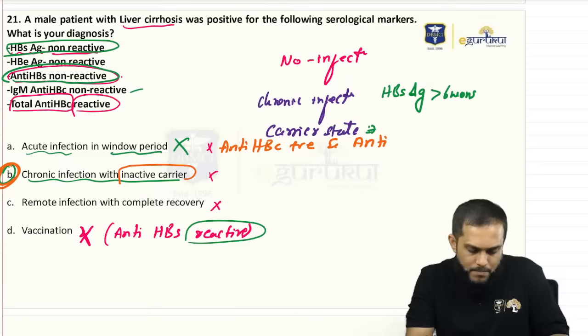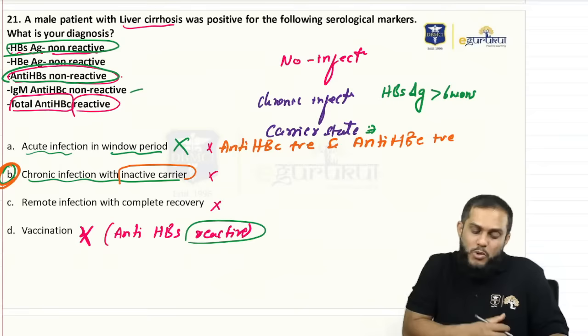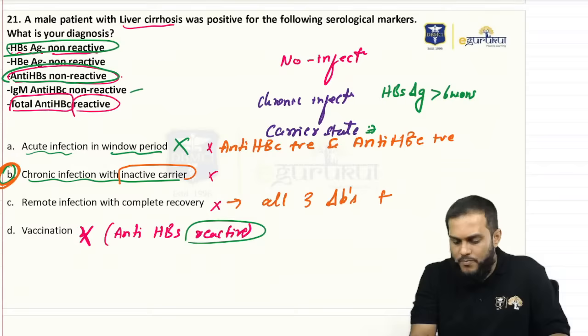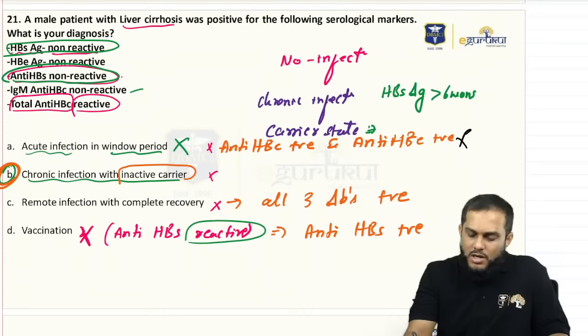Anti-HBe positive. These two antibodies should be positive in the window period. That is not given here. Remote infection with complete recovery: sir, in complete recovery, all the three antibodies should be positive. In recovery from vaccination, only anti-HBs should be positive. All other options are not possible here.